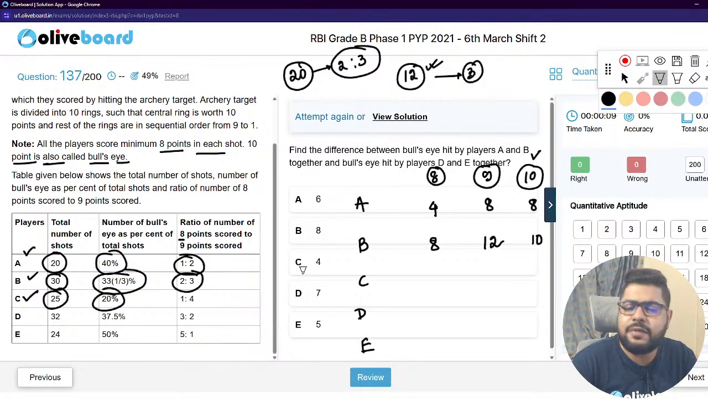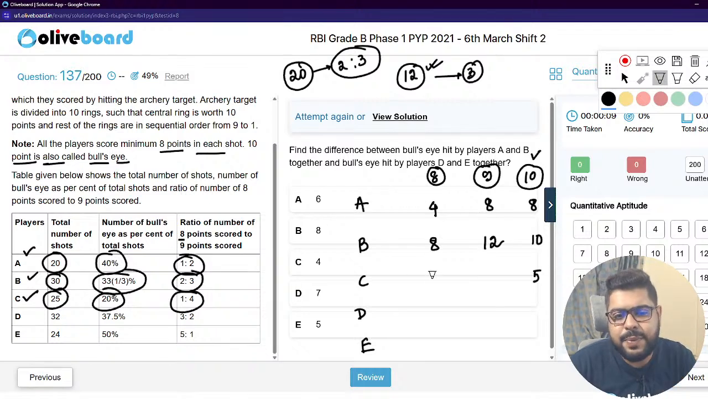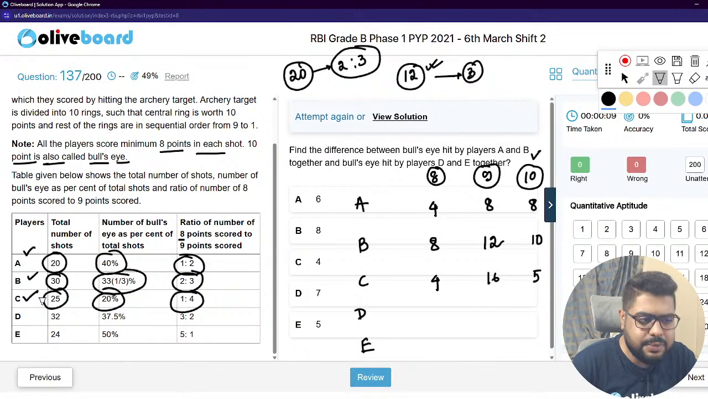Similarly, C, 25 shots. 20% is 1/5 of 25, that is 5 bullseyes. Then the remaining 20 is in 1 ratio 4. 5 parts is 20, 1 part is 4, so 4 parts are 16. Finished.